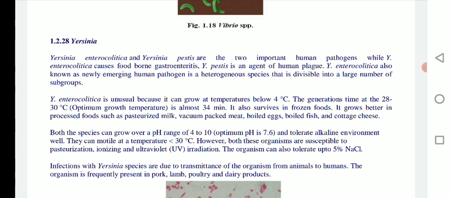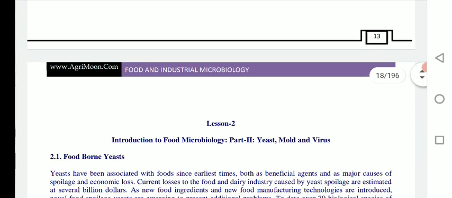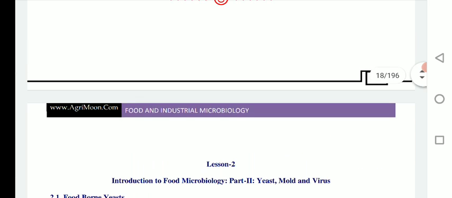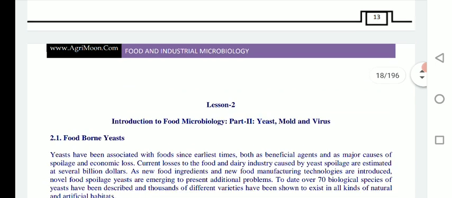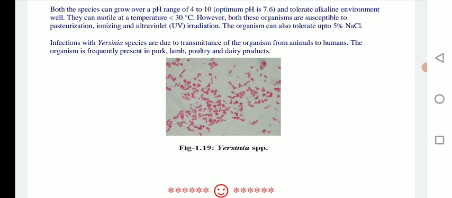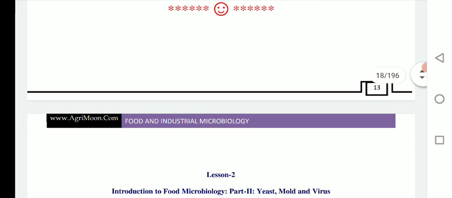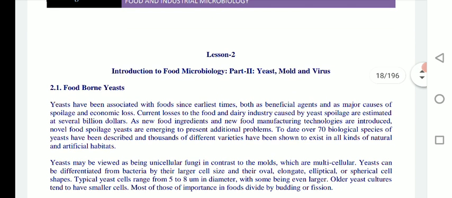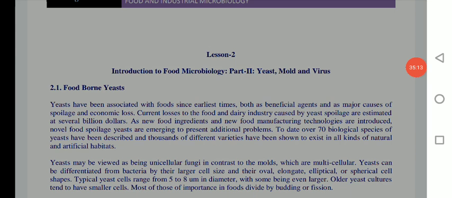So in the next lecture we are going to study different types of fungi, yeast as well as mold and viruses, how these types of organisms are present in food and how they cause different types of illnesses. So we'll see in the next lecture yeast, mold and viruses and how they cause foodborne infection.